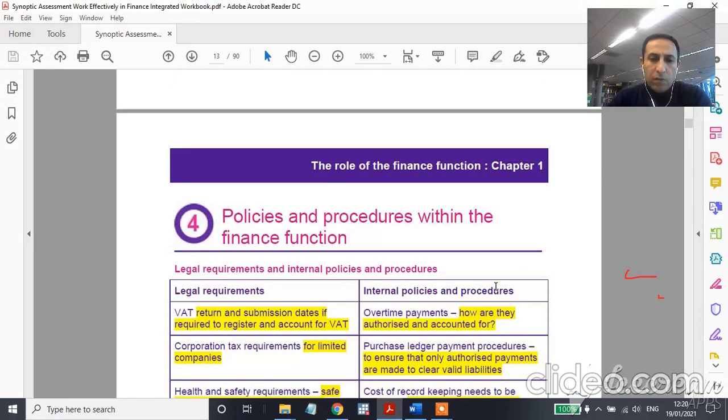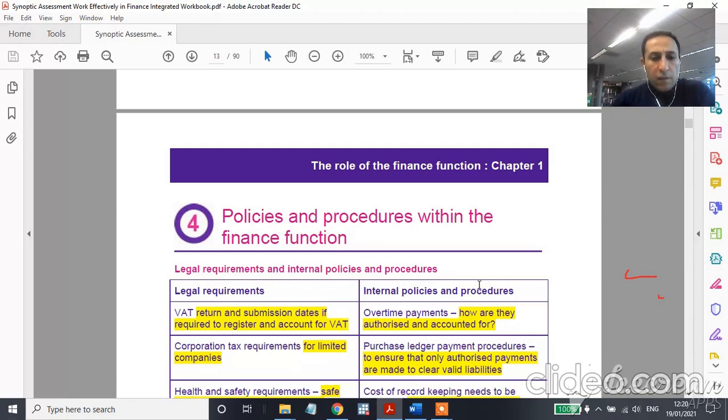So number 4 is about the policy and procedure within the finance function. This is by law: as a finance team, they are responsible for a number of obligations. One of the obligations, for example, is the VAT return, so submitting the VAT on time.